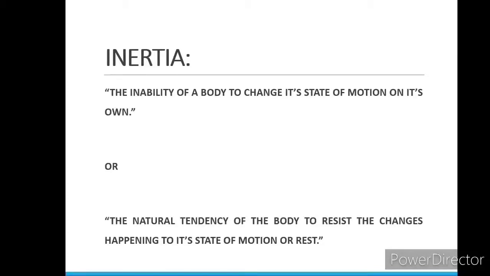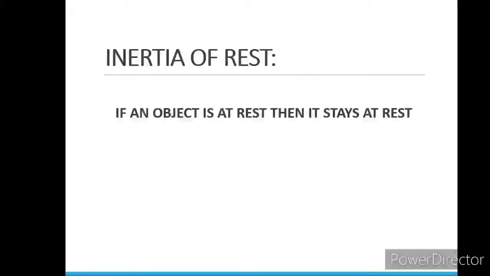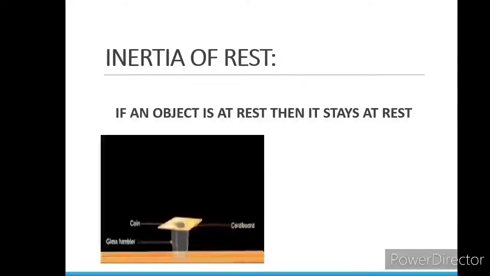Then there are three types of inertia. Let us now look at those types. First one is inertia of rest. That means if an object is at rest, then it stays at rest. If you are sitting on a table right now, you will be sitting on the table until and unless some force acts upon you. So that is what inertia of rest means. If an object is at rest, then it stays at rest.